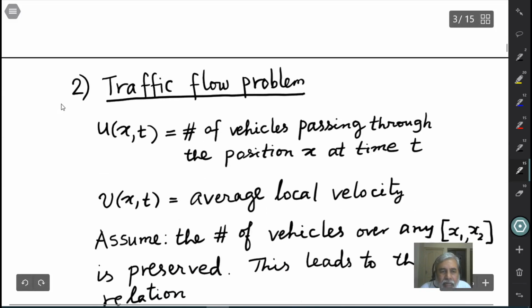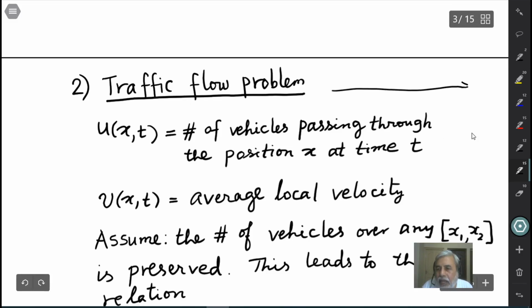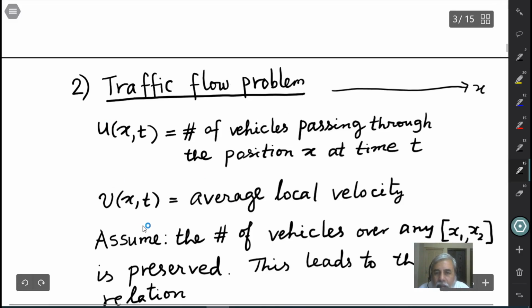The second example is the traffic flow problem. This is again one dimensional. Here we have a long, infinite highway along the x-axis. This is what we are proposing here. This model is a single lane problem, but one can also incorporate multiple lanes.